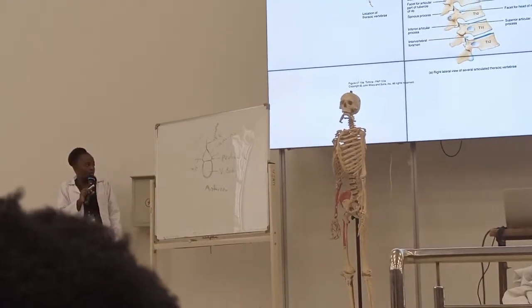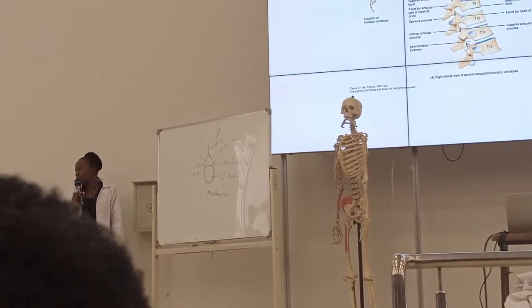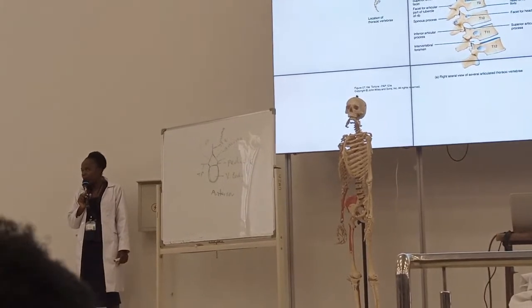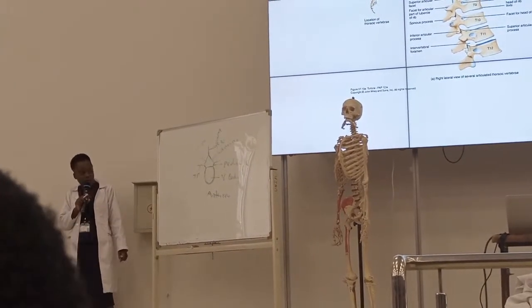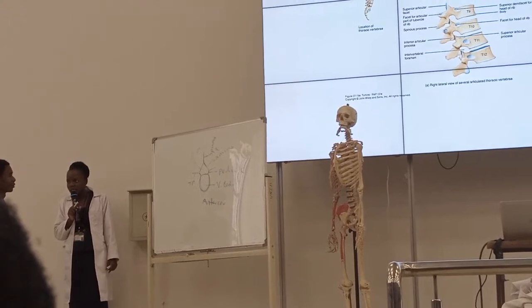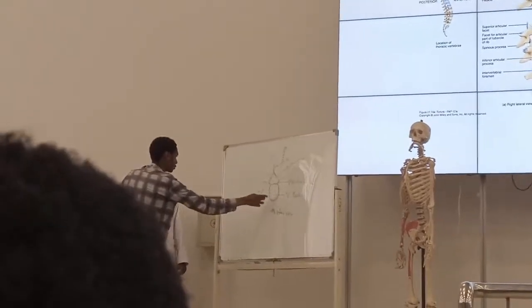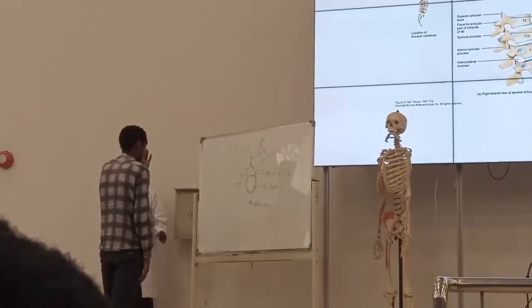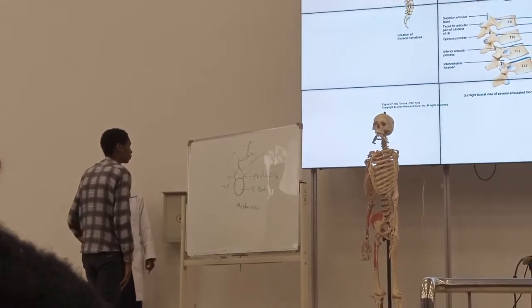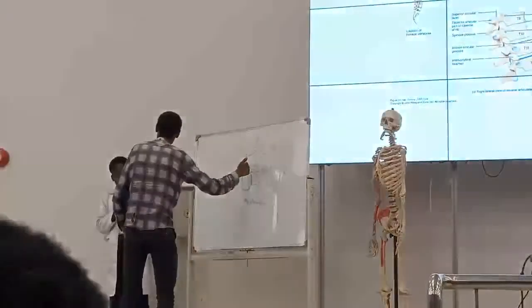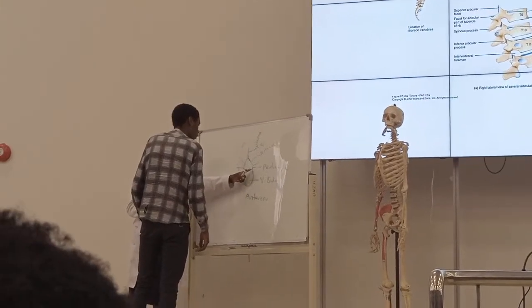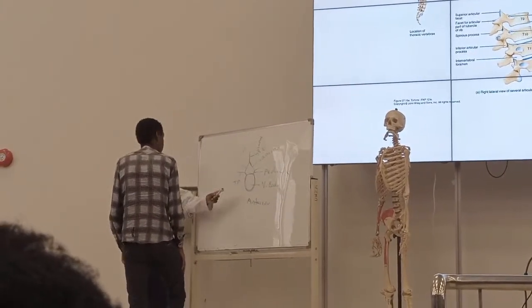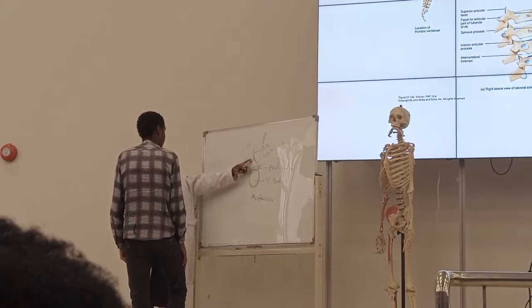So this is how we are going to be locating these parts, okay? So come here. Where is the body? Extending from the body posteriorly, what do we call those things? These ones. The pedicles. Okay? From the pedicles going medially.